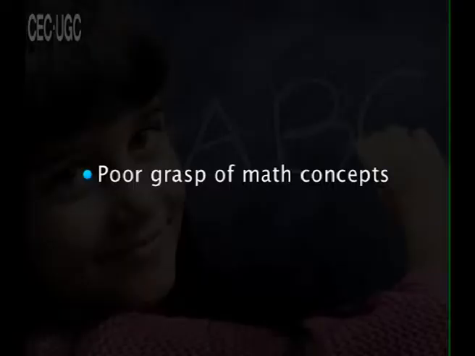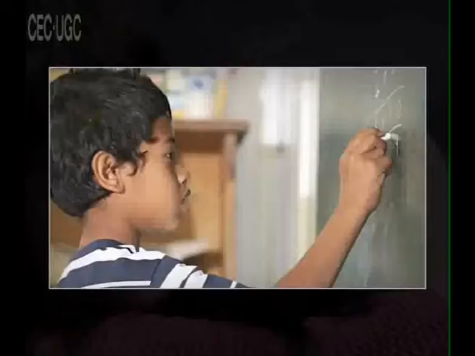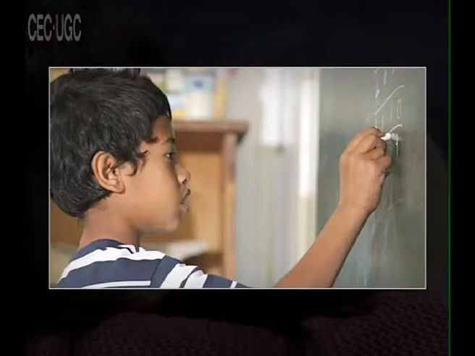Poor grasp of math concepts. The math concepts are very difficult for them. And also, when we were talking about the perceptual problem, this child makes a mistake with a division sign and subtraction sign. He has difficulty in understanding the plus sign and the multiplication sign. So, as a result, when he is doing sums, the answers are not correct.